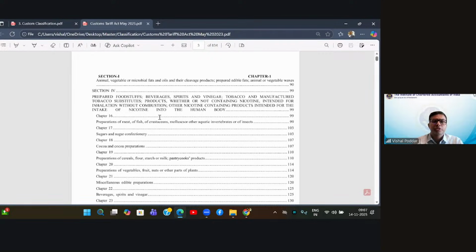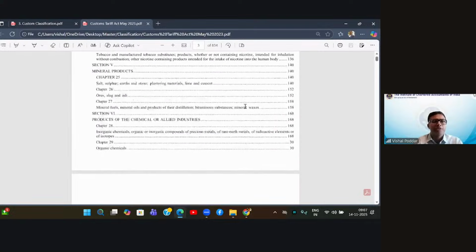Now section 4 is going a step further. What is it covering? Pre-prepared foodstuff, beverages, spirits and vinegars. So maybe extracts from these fruits and animals. So that is another chapter. And as you proceed, firstly, you can see sections, every section having a few chapters.